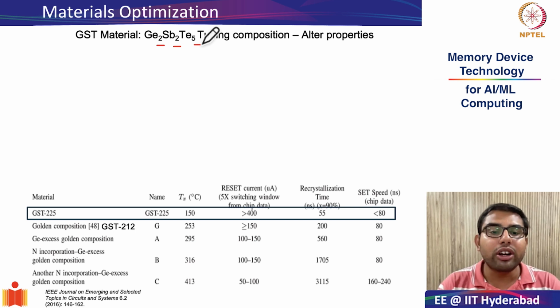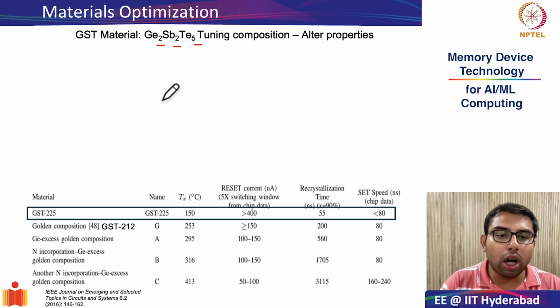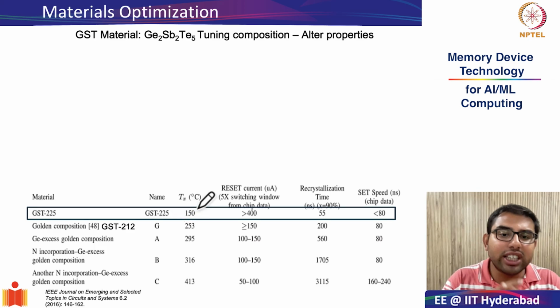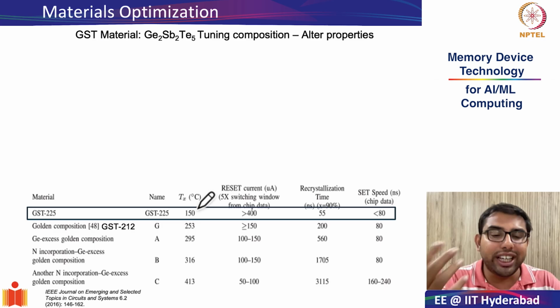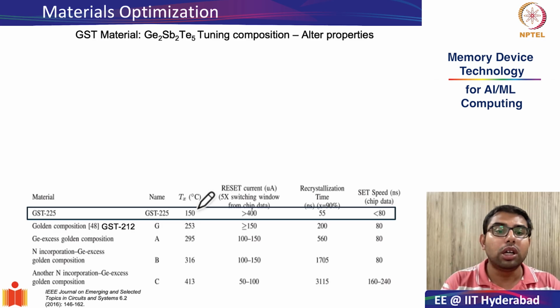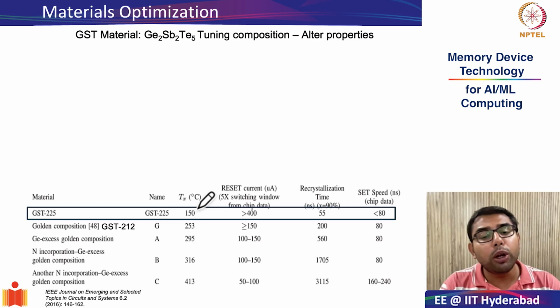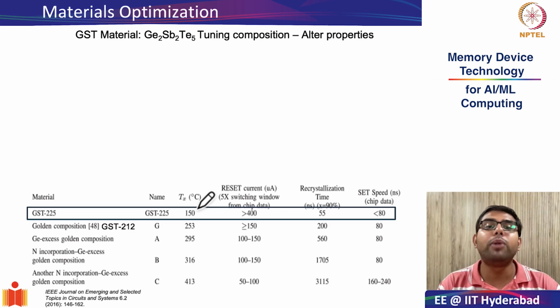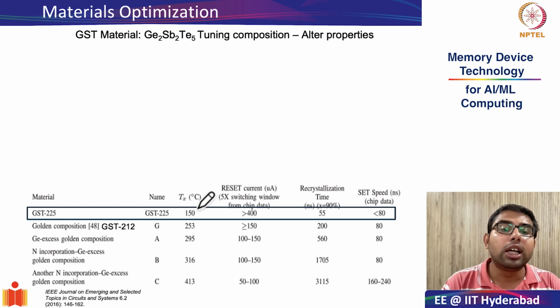When people started making PCRAMs out of it, they saw that indeed the crystallization temperature is very low. The crystallization temperature being low seems like a good idea in terms of having lower energy to give to the system, but it comes with the problem of lower retention or stability, right? Because any kind of thermal noise or thermal disturbance will be able to recrystallize this material.